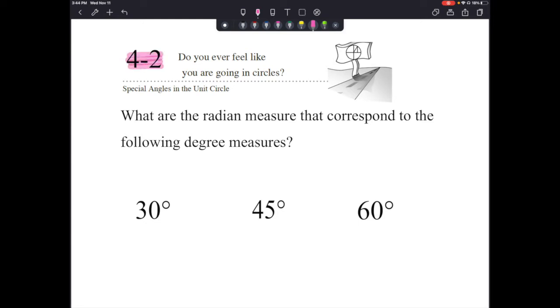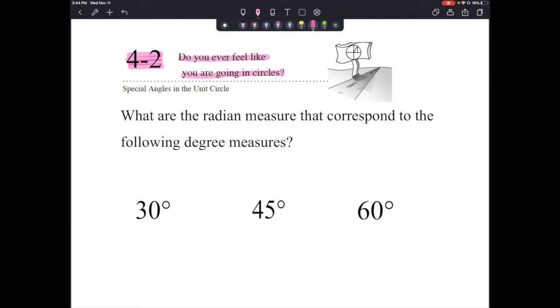This lesson is titled, Do You Ever Feel Like You Are Going in Circles? This will be our reintroduction of the unit circle today, as we take the radian measures that we started reviewing yesterday and apply them to the unit circle so we can start using it.